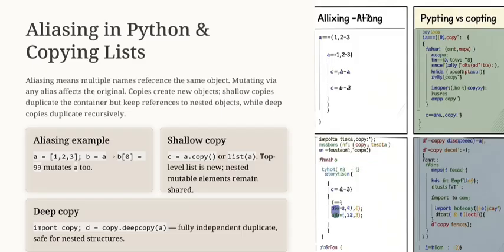Okay, coming to the deep copy. Deep copy creates a completely independent copy. Python provides import copy, then copy.deepcopy. Deep copy replicates all the nested objects. So changes in one copy do not affect the other.